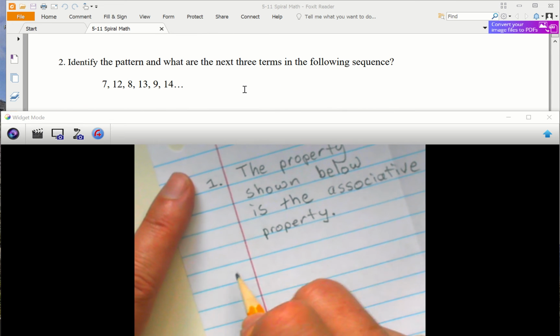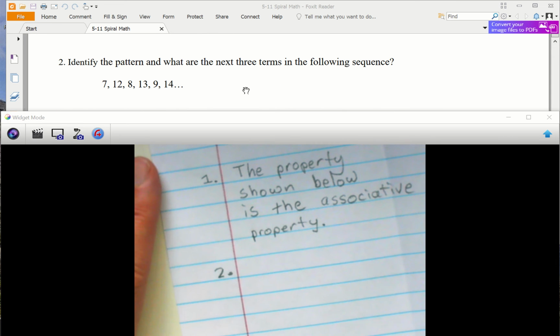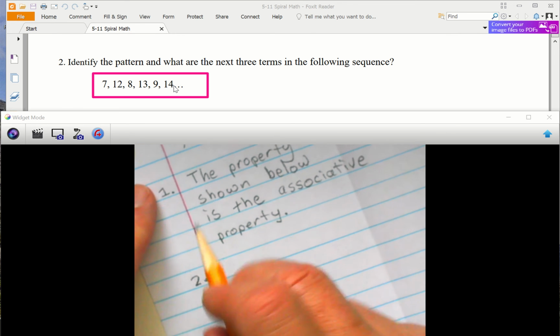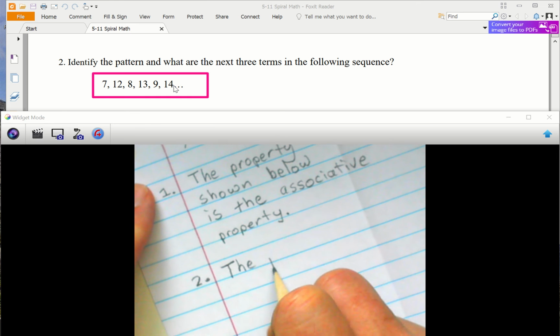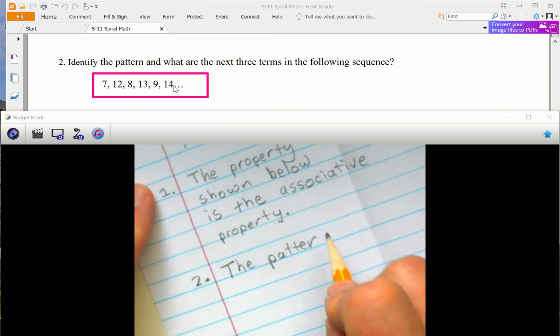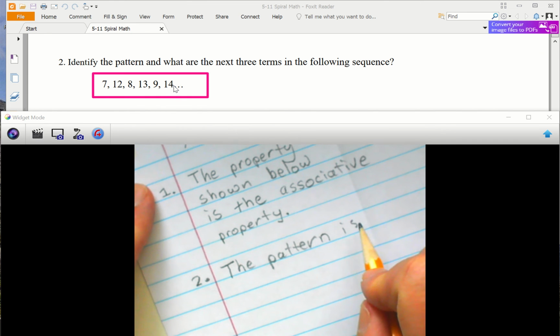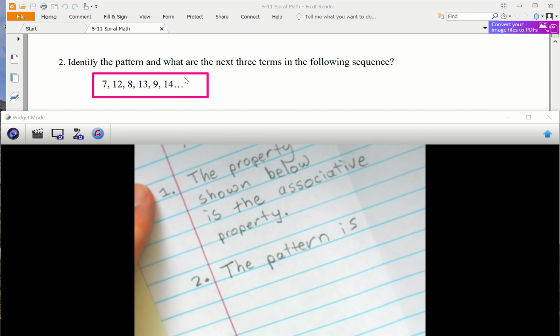On number 2, we're going to be identifying the pattern, and then we're going to find out what the next 3 terms are in the following sequence. So what we'll do is we'll take a look at the actual numbers here. We have 7, then we go up to 12, then we go down to 8, then we go up to 13, then we go back down to 9, then we go back up to 14. Well, it turns out that the pattern is, and I'll make that an answer sentence, and you can just put the symbols for adding, or you can write the words.